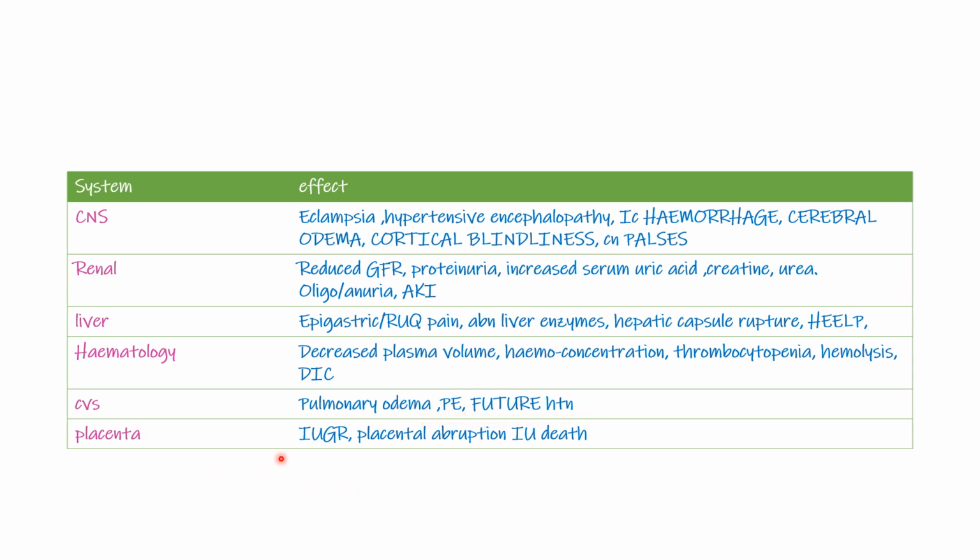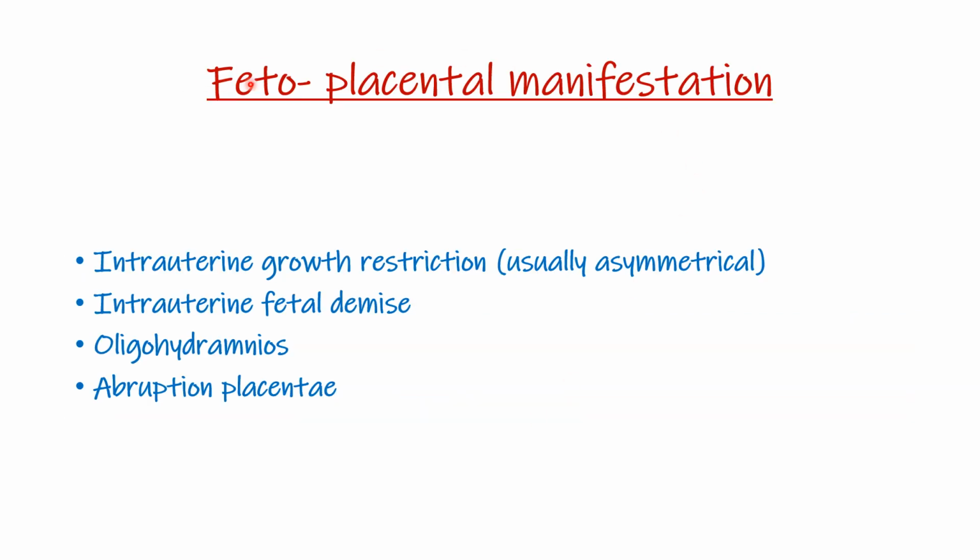In terms of placenta, we are going to say intrauterine growth restriction, placental abruption, and intrauterine fetal demise. So in terms of placental fetal manifestation, it's just a repetition of what we have talked about in the previous slide, because we said we are going to have chronic placental insufficiency, then we will have intrauterine growth restriction, intrauterine fetal demise, and oligohydramnios. So intrauterine growth restriction, which is usually asymmetric, intrauterine fetal demise, oligohydramnios, and then you can have placental abruption.